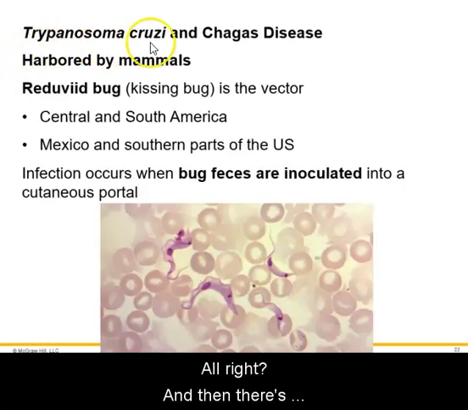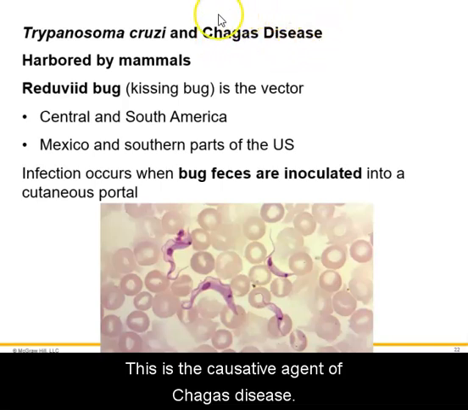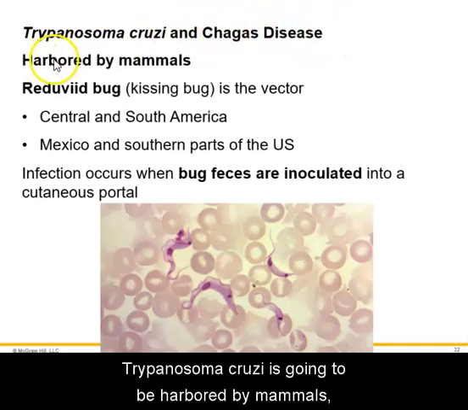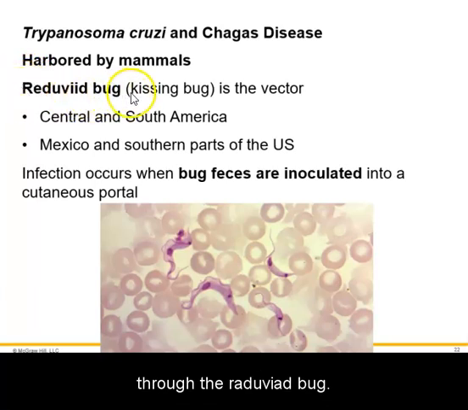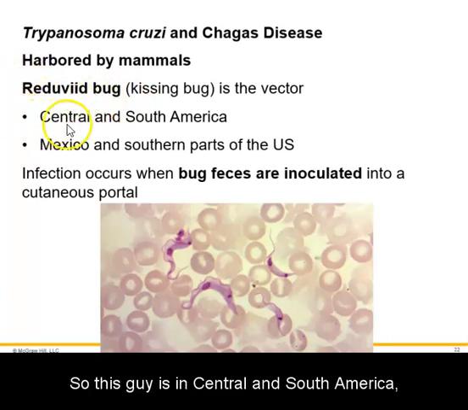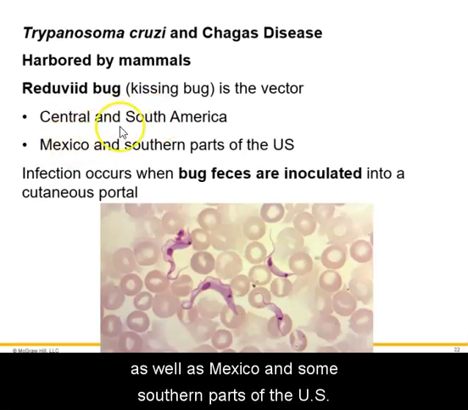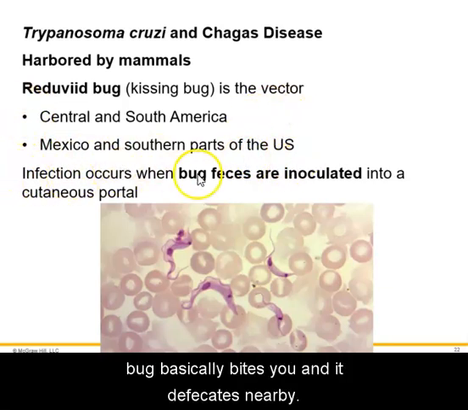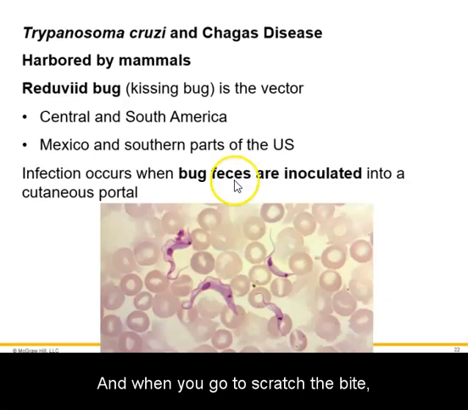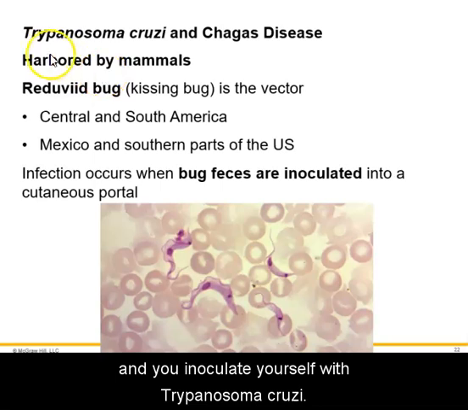All right, and then there's Trypanosoma cruzi. This is the causative agent of Chagas disease. Trypanosoma cruzi is going to be harbored by mammals, including us, and it's going to be spread through the Reduviid bug. This guy is in Central and South America, as well as Mexico and some southern parts of the U.S. Now what happens is the Reduviid bug basically bites you and it defecates nearby. And when you go to scratch the bite, you get the bug feces in the bite and you inoculate yourself with Trypanosoma cruzi.